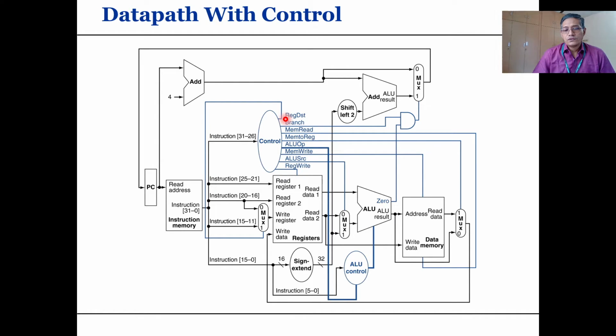So if we are going to use a load word instruction from the memory to the register, at that time also the register destination will be activated. So for all those types of instruction which utilize the register destination, we will be utilizing it. Similarly, the branch instruction.